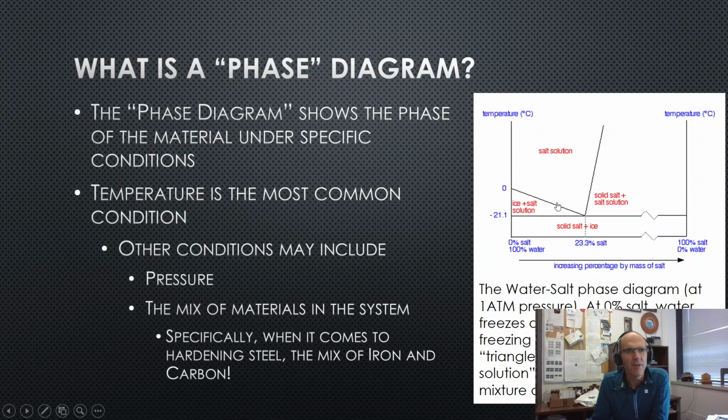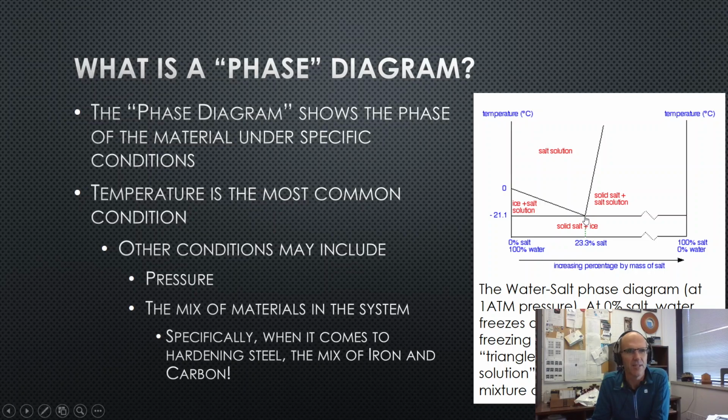And as you keep increasing the concentration of salt, the temperature at which it stops being liquid and starts becoming slush keeps going down and down and down. And eventually you'll reach minus 21 degrees Celsius. And at that point, right there, if you drop any colder, then you're just going to have solid ice.